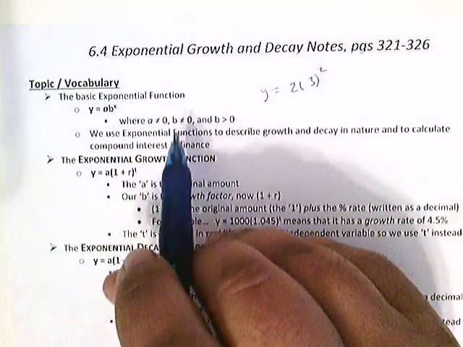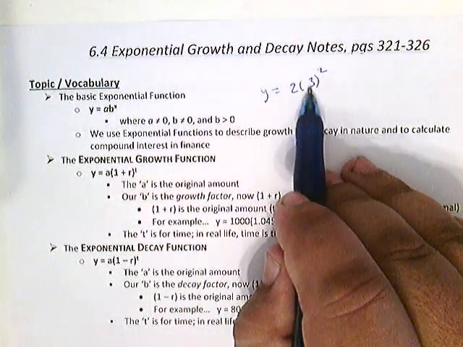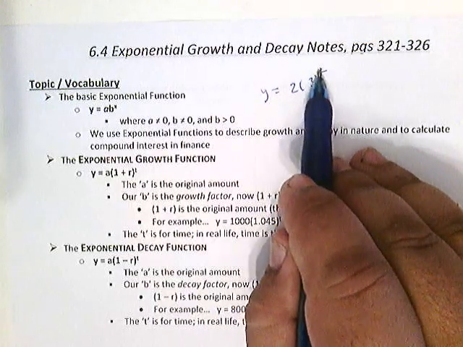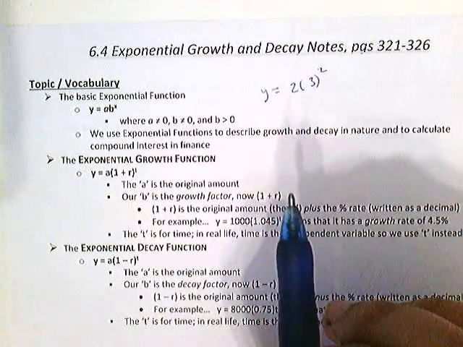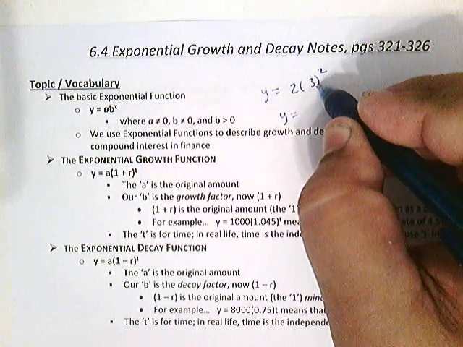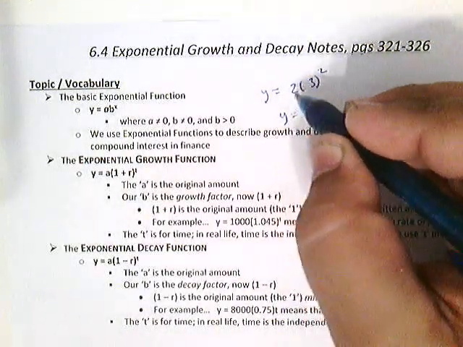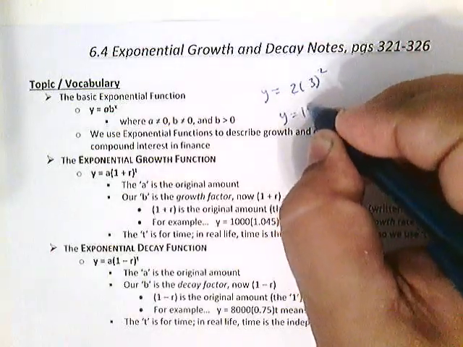a simple one, okay? You must do the exponent first. Remember the order of operations. You do the parentheses, then the exponent, and then you multiply, okay? So this answer will be 3 squared, 3 times 3, which is 9. 9 times 2, which is 18.